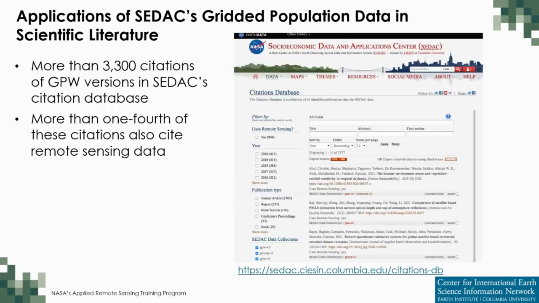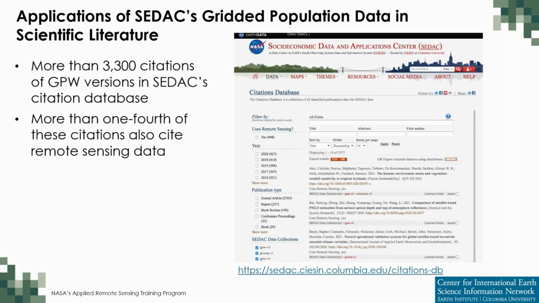So the main part of my talk, I wanted to give you a sense of the overall different types of applications of gridded population data. You'll hear more in the rest of this session from a couple of people who have worked in more detail on specific applications. But over the years, CIESIN, the NASA Data Center, has collected citations on the use of our data. We have an online database which has more than 5,000 citations, and actually over 3,000 of them are citations of the various versions of GPW and another data set called GRUMP, Global Rural Urban Mapping Project.